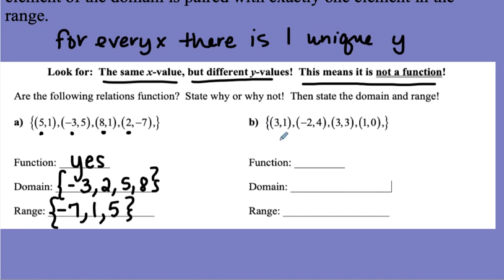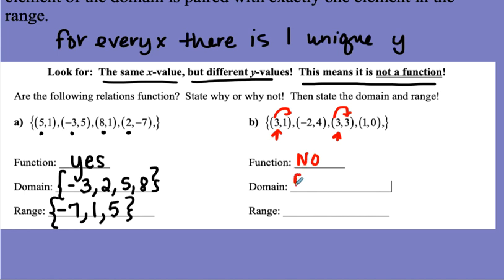Here we've got this relation. So what do I look for? Repeated X's. So I have 3, 1 and 3, 3. They have different Y's, so this is not a function. No. That doesn't mean it doesn't have a domain and a range. It does have inputs and outputs. It's just those outputs are not providing me with something that's a real function.